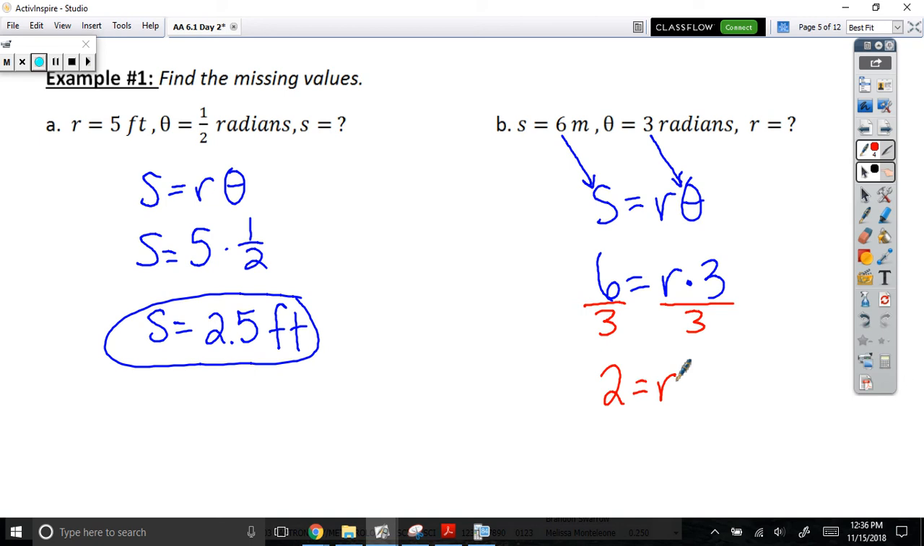2 equals r. Units are worth a half point on your next quiz because these problems aren't very difficult. So make sure you are putting on the correct units. The radius also would be just a distance, a regular unit, which would match up with arc length. So this should be 2 meters. The only time you'll put radians is if you're solving for theta, which is the angle.